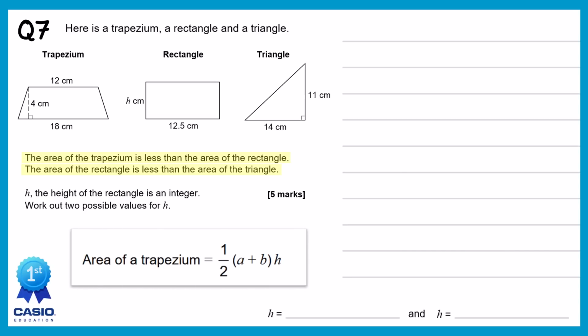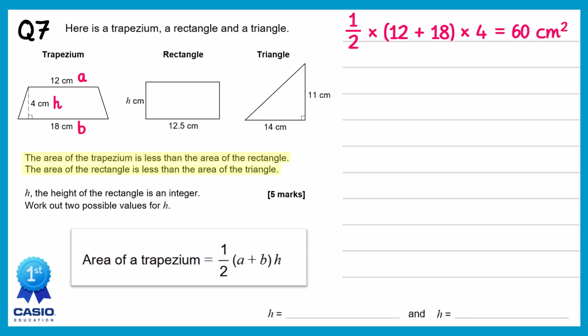It looks like this. A and B are the parallel sides, so that's the 12 and the 18. It doesn't matter which way round you label those, and h is the height, which is 4. So we now take the formula and substitute these numbers in. So we've got 1/2 multiplied by a plus b, which is 12 plus 18, and then multiplied by the height, which is 4. You can just type this into your calculator for this exam and you'll get 60. So that's the area of the trapezium done.